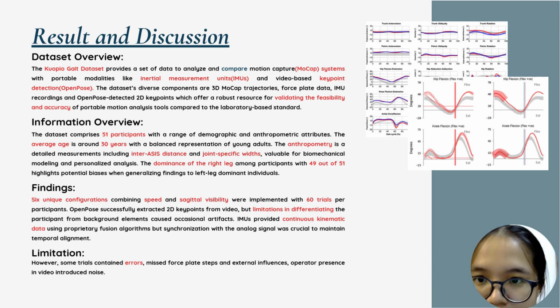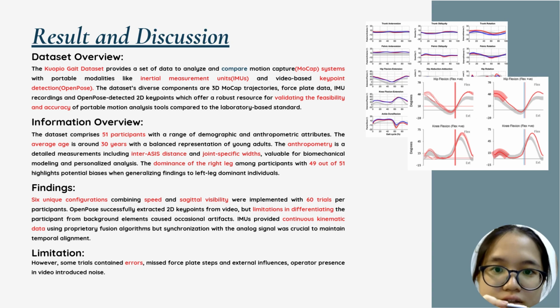Thank you. Now we may proceed with results and discussions. From the dataset overview, the Kuopio gait dataset provides a set of data to analyze and compare motion capture (mocap) systems with portable modalities like inertial measurement units (IMUs) and video-based key point detection with OpenPose. The dataset's diverse components are 3D mocap trajectories, force plate data, IMU recordings, and OpenPose-detected 2D key points, which offer a robust resource for validating the feasibility and accuracy of portable motion analysis tools compared to the laboratory-based standard.